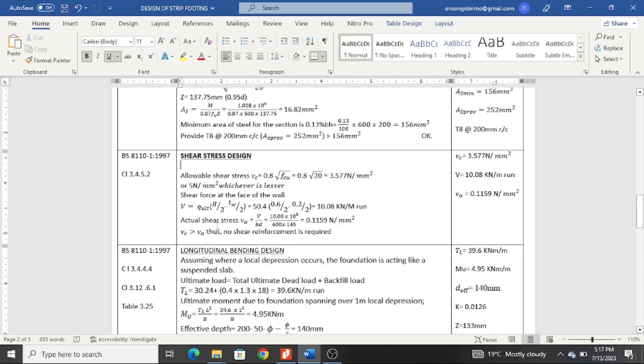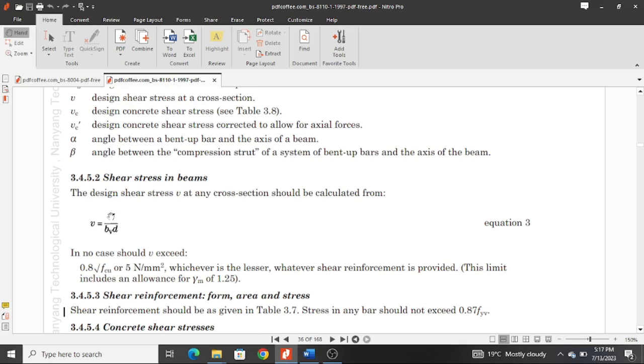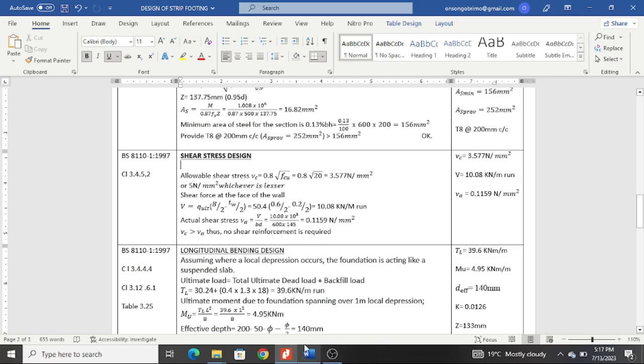And then to determine the actual shear, now you take the V divided by the BD, which we actually carried out here. And then we're able to determine the actual shear to be 0.1159 newtons per millimeter squared, and this value is so small that we are not required to do shear stress design here, because the maximum from our determination was 3.577 newtons per millimeter squared, and here we have 0.1159. Therefore this is way smaller than the maximum, and therefore no shear reinforcement is required for this section.